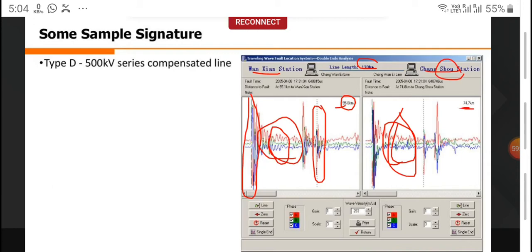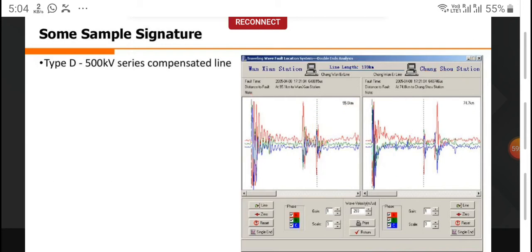Then the system, our software, also has a feature.